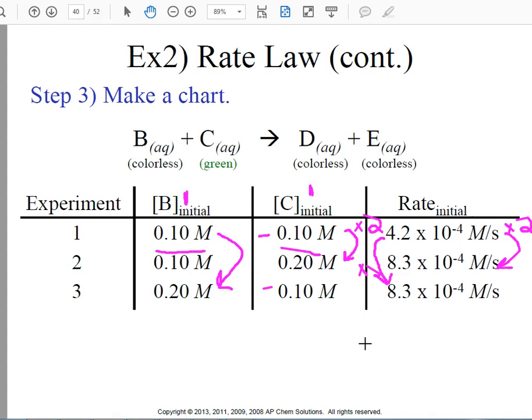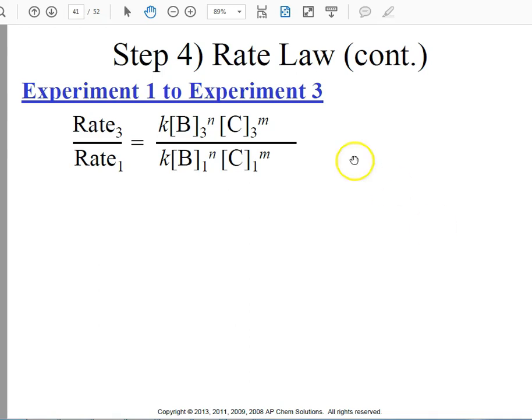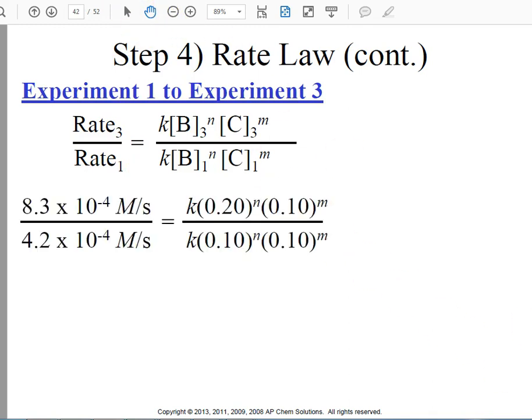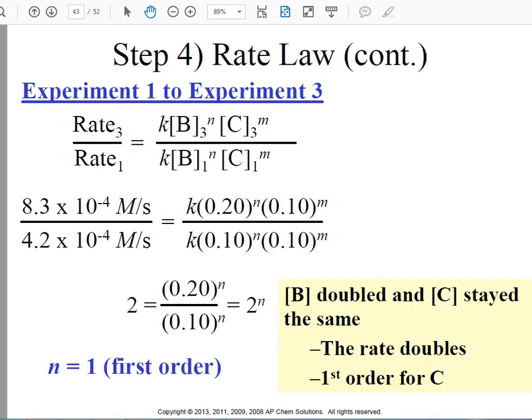All right, so see what we're doing here? We're using table logic to say, okay, this doubled, this also doubled, first order. This doubled, this also doubled, first order. So I can say that they are both first order. I'm going to show you the math of that. You can compare experiment 3 to experiment 1, because in those two, we have something that's staying constant. So we set that up. Our C's cancel if we're doing 1 and 3. And that allows us to find that B is first order.